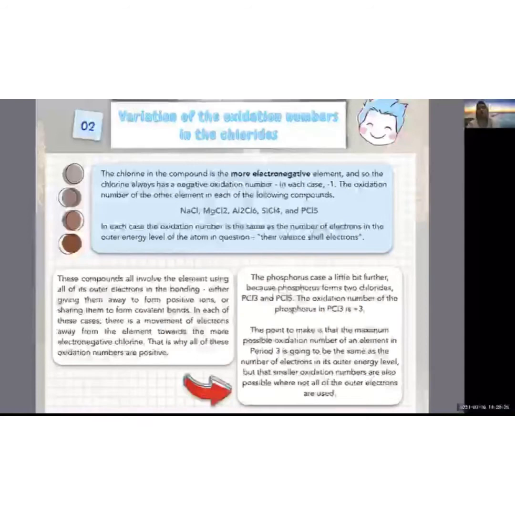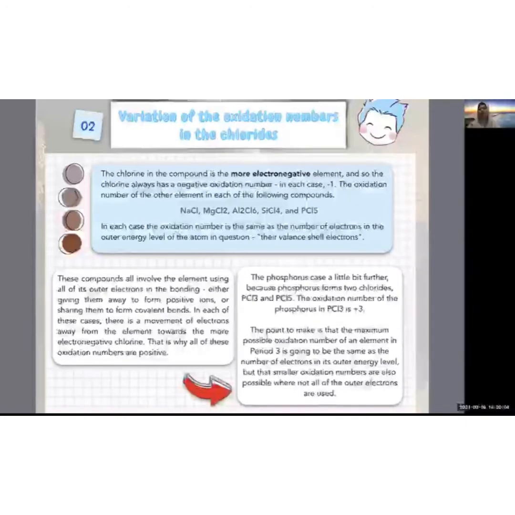In each case, the oxidation number is the same as the number of electrons in the outer energy level of the atom in question, their valence shell electrons. These compounds involve the element using all of its outer electrons in the bonding, either giving them away to form positive ions or sharing them to form covalent bonds. In each of these cases, there is a movement of electrons away from the element towards the more electronegative chlorine. That is why all of these oxidation numbers are positive.